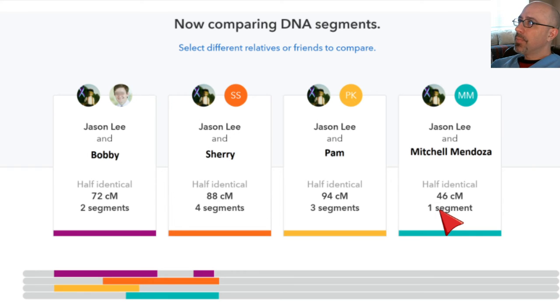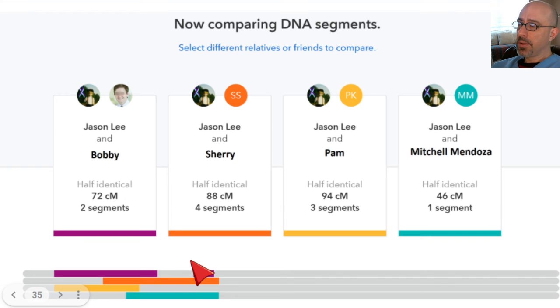So this is the chromosome browser comparison, and each of the people that I'm discussing here are being compared directly to me. So it's Bobby versus me, Sherry versus me, Pam versus me, and Mitchell versus me. And as you can see, they're all in roughly the same location. The matching segments that these people share with me are roughly in the same location on the same chromosome, suggesting that we might all have shared ancestry.